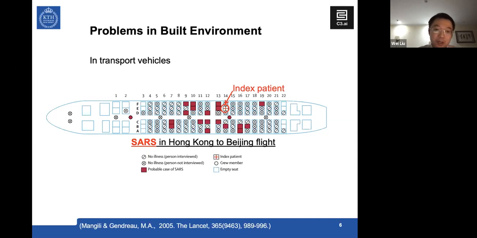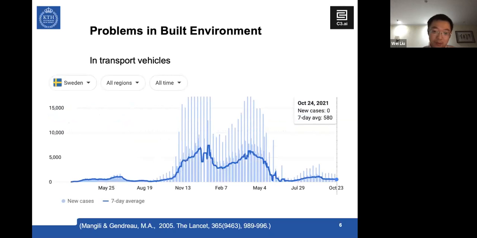And now we have the coronavirus, right? It emerged and rapidly spread throughout the world. And in Sweden, we have basically 2 bursts of new infections. Now the 7-day average is about 500, and everything's back to normal.